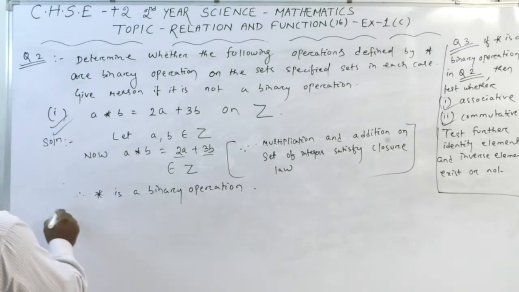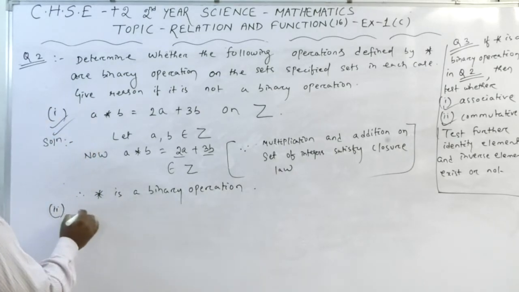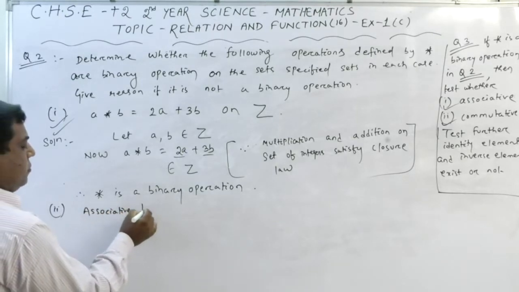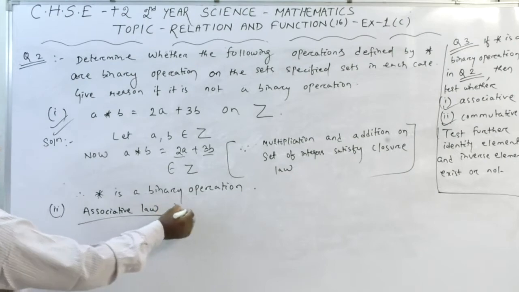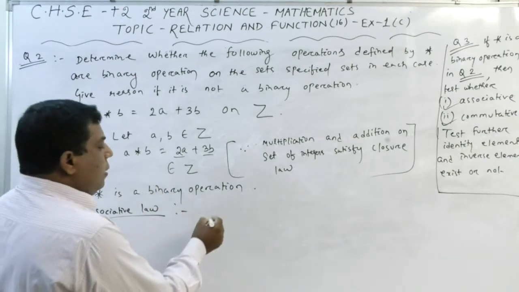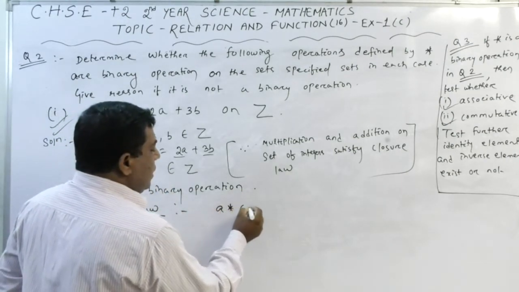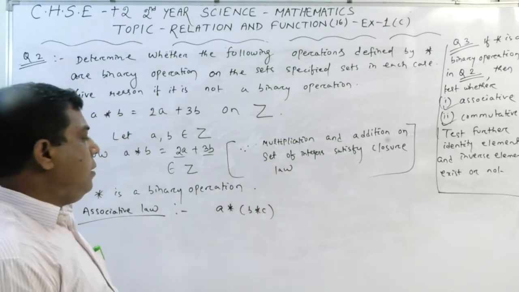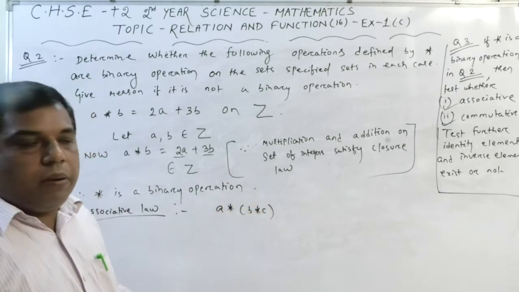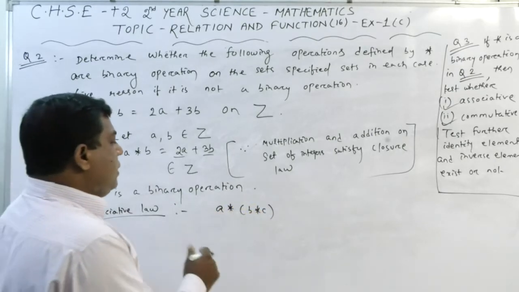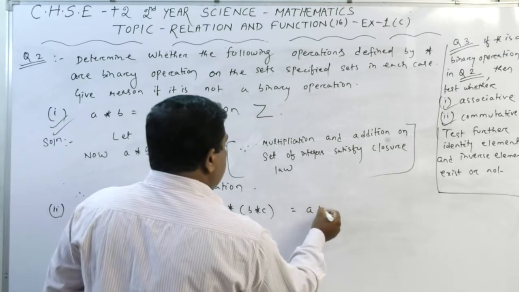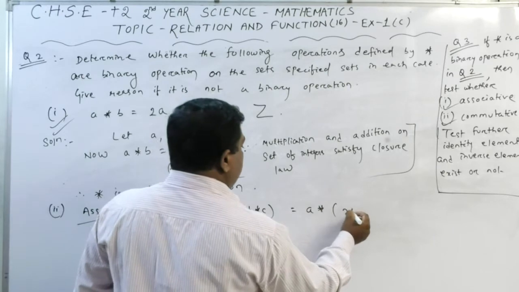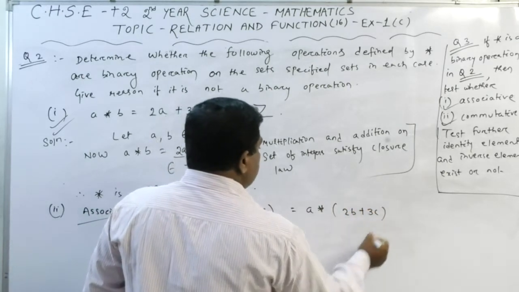So for the associative law, we have to verify the associative law. Now what happened? A star (B star C), that we have to find out. We know if it is associative, then this result is equal to (A star B) star C. So it is equal to what? A star (B star C) means what we can write? We can write it is 2B plus 3C.